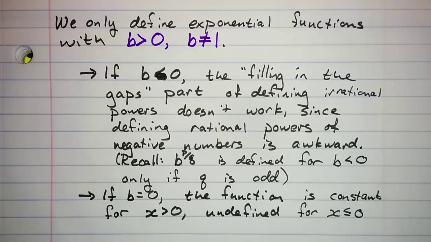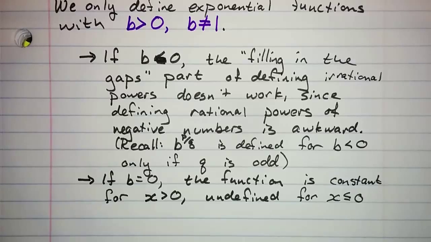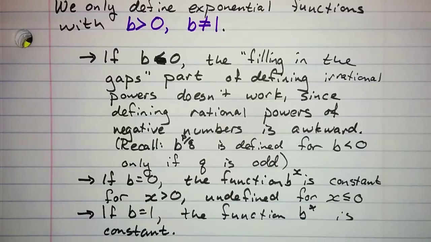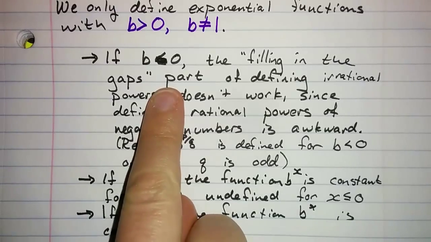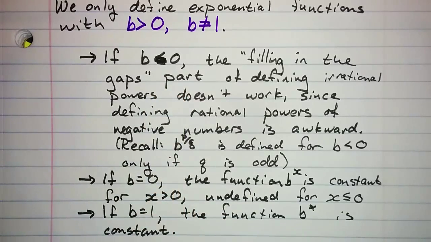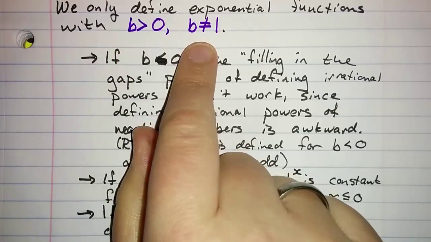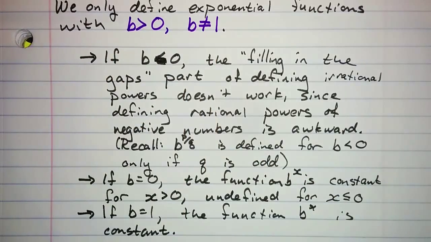If b is exactly 0, then b to any positive power is 0. So the function is constant when the power is positive, undefined when the power is negative. That's boring, and that doesn't have similar behavior to other exponentials. And if b is exactly 1, the function b to the x is just constant. Right? 1 to any power just gives us 1 back. So for b negative, 0, or 1, exponential functions just don't work right. We only define them for b a positive number that is not 1.